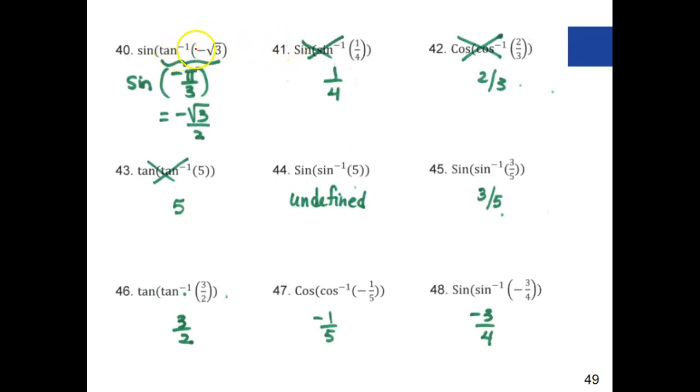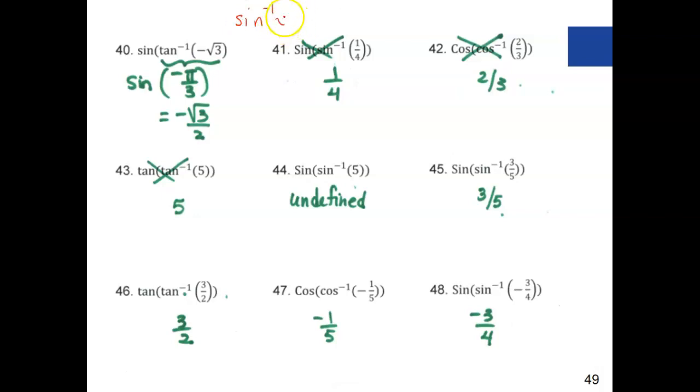Okay, the first one here, we're going to find where is tangent negative square root of 3. So that's going to be in the fourth quadrant, so it'll be negative pi over 3. The sine of negative pi over 3 is negative square root of 3 over 2. Okay, here I'm going to just recap for inverse sine.